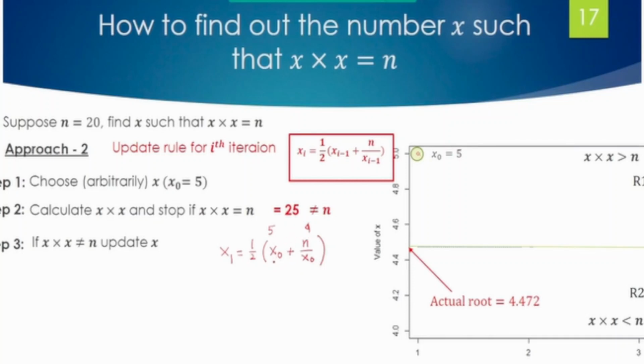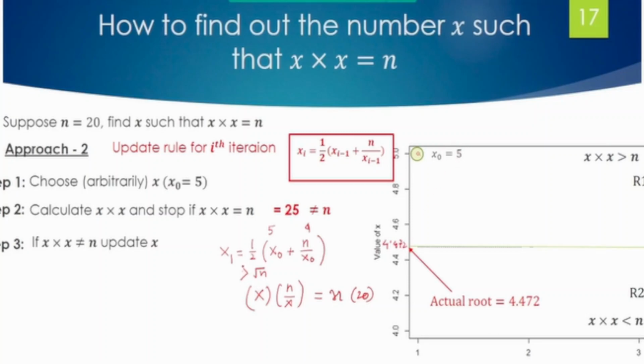Now the interesting part is, see these two quantities, x and n by x. It is a very interesting quantity. If we multiply these two numbers, we will eventually get the value n, which is 20, fixed for this particular problem, right? Now let's assume you have chosen a value for the first quantity x which is greater than root n. Like in this case, what is the value of x0? That is 5. Now what is our actual root? 4.472. So that means 5 is greater than root n.